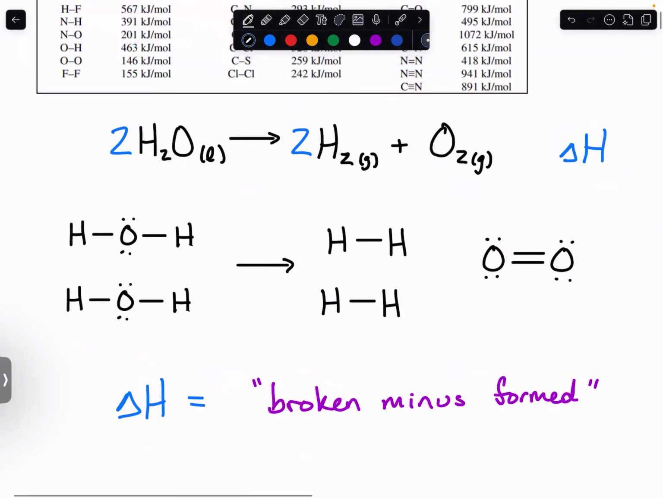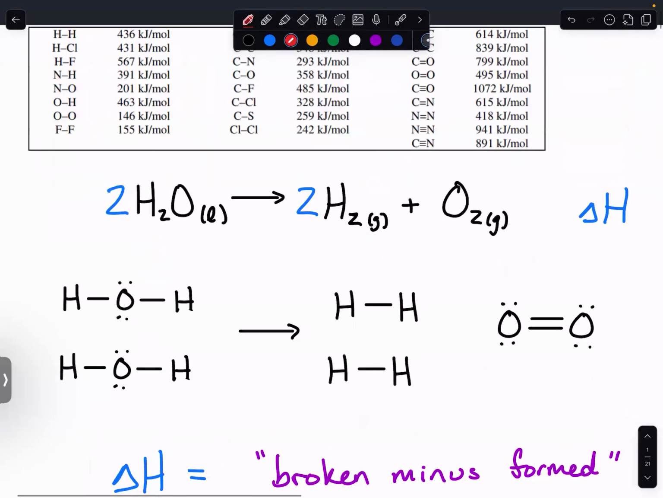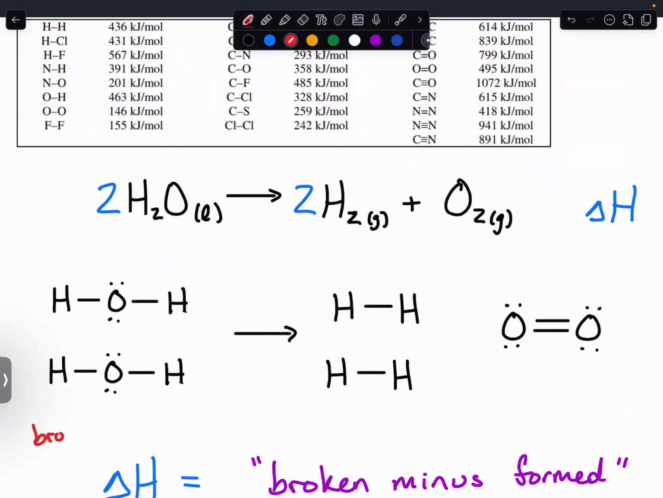All right, so given my Lewis structures here, let's identify what bonds are being broken in this chemical reaction. All these OH bonds. Boom. Got to break all four of them. Each one is going to require 463 kilojoules per mole.